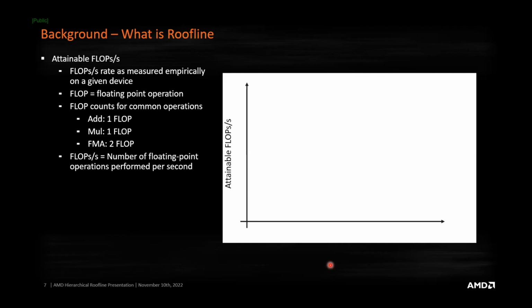And again, just to level set, a flop is a floating point operation. Some common operations: for an add, we label it as one flop. A multiply is also one flop. And then an FMA, a fused multiply add, we're actually doing two flops in that one instruction.